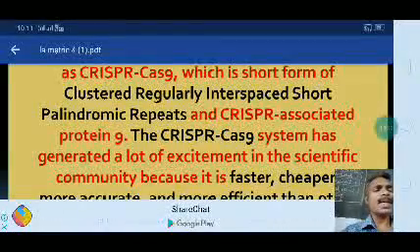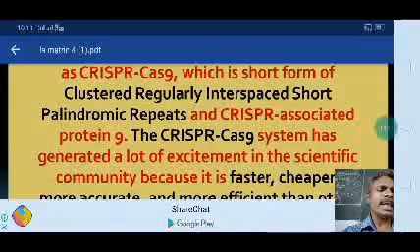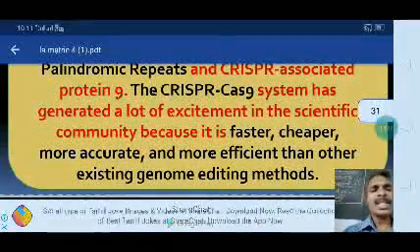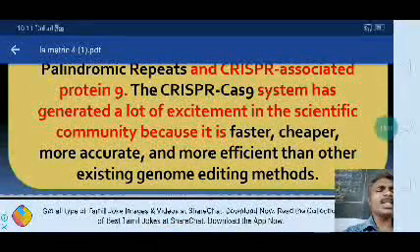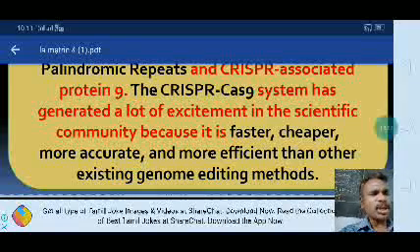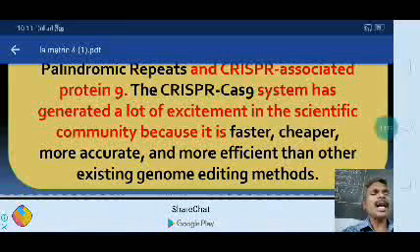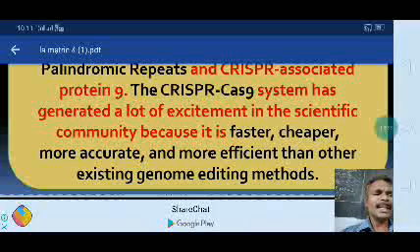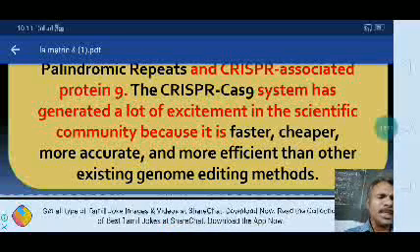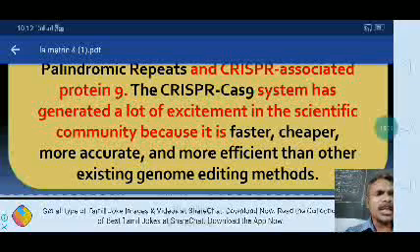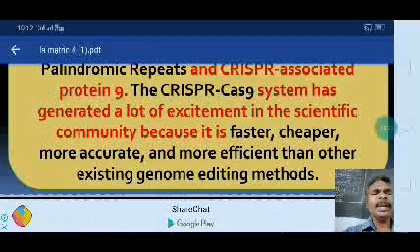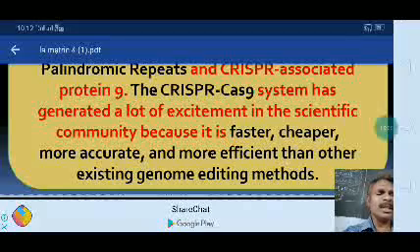The CRISPR Cas9 system has generated a lot of excitement in the scientific community because it is faster, cheaper, more accurate and more efficient than other existing genome editing methods. Some of the other genome editing methods are not as good.